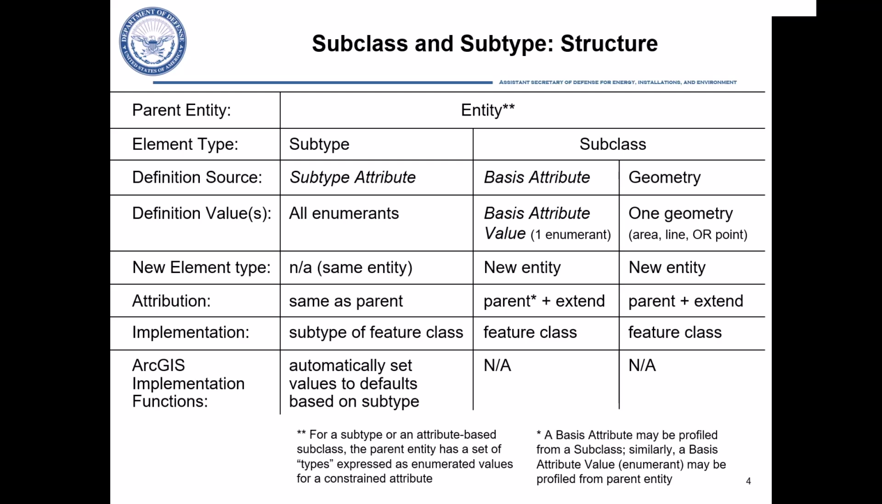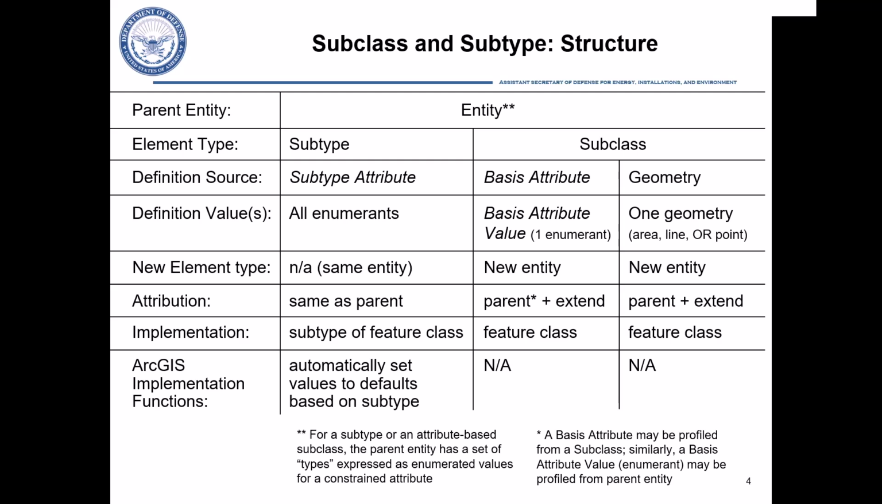This table summarizes the structure of subtypes and subclasses relative to SDSFIE-V elements, and also their ArcGIS implementation details. In the second column, we see that the set of subtypes for an entity are defined by each of the enumerant types in an enumeration that constrains the subtype attribute. No new element type is created, and no new attributes are added. In ArcGIS, subtypes are expressed within a single feature class, where default values of any attribute in that feature class can be automatically set in a subtype-dependent manner.